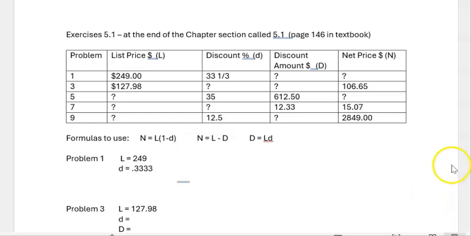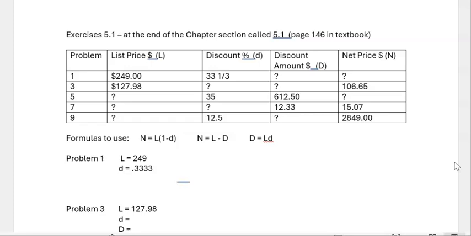Okay, so what I've done here is I've just put those problems in a chart for us, and I looked at the formulas that we have to use, okay? So the formulas we're going to use are N equals L, and then multiply that by 1 minus d. So what that represents is the net price that we're going to pay equals the list price, and then multiply that by 1 minus d, and it's a small d, so that represents, as you can see from the chart, the discount percentage, okay?